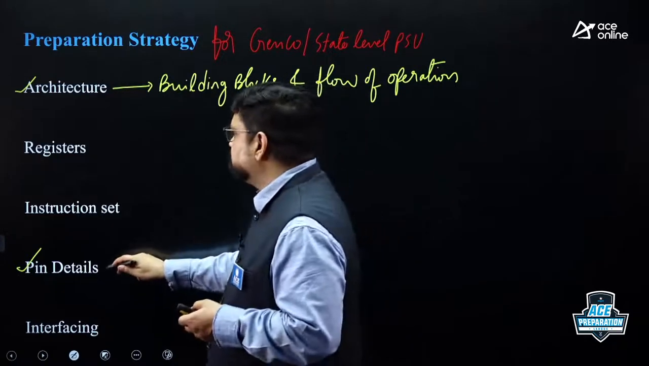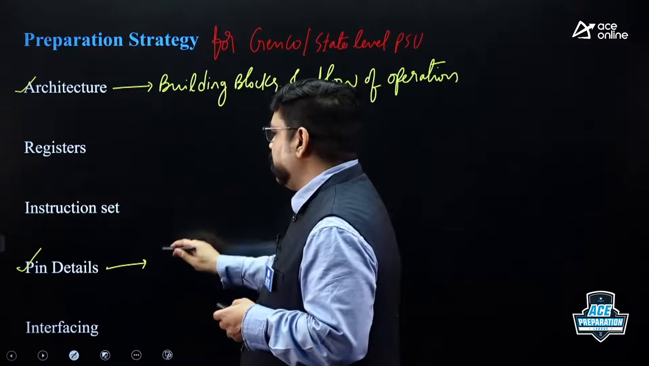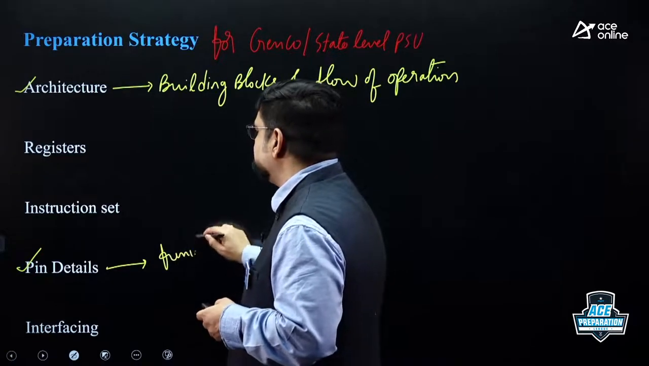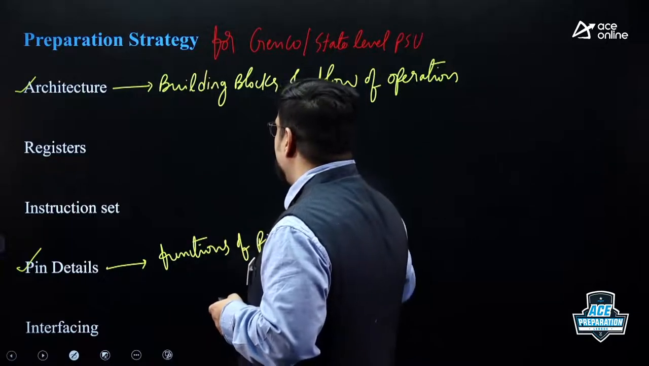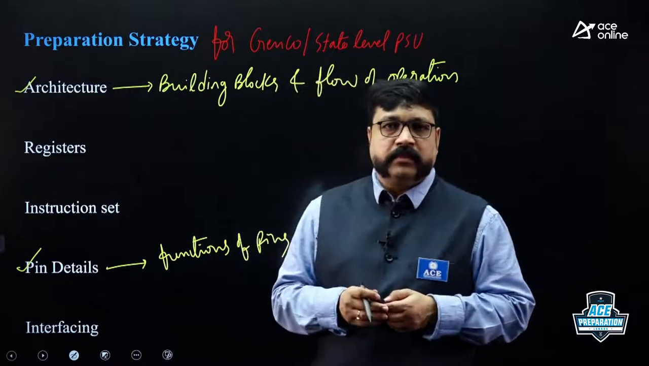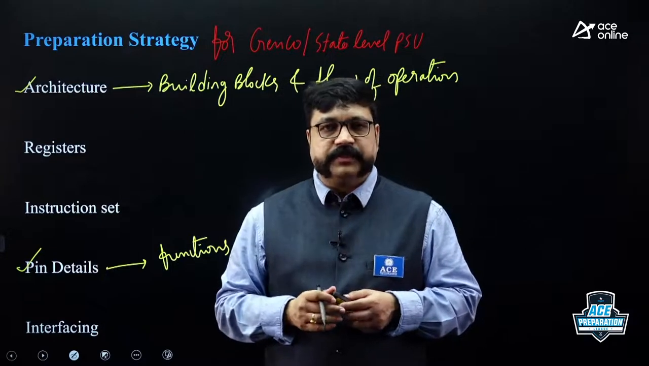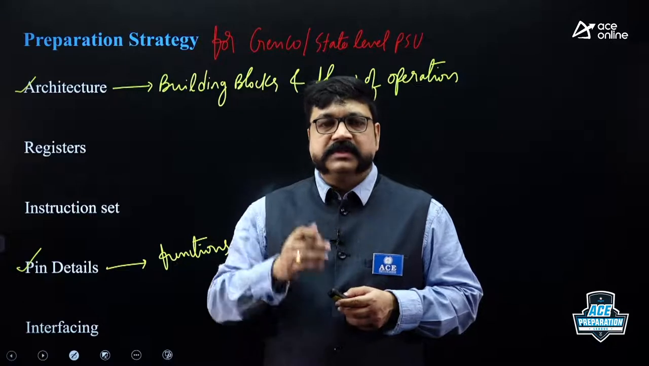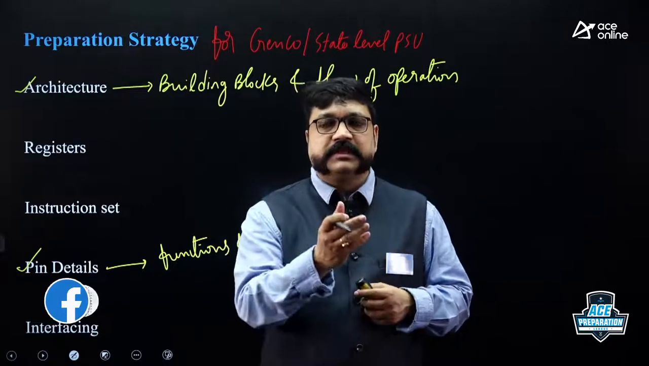Even in pin details, when you are learning about pin details, the pinout diagram is not important. You only have to concentrate on the functions of those pins. How many address pins are there? How many data pins are there? If so and so number of address pins are there, what is the corresponding addressing capacity? What are the read and write control pins? How many interrupt pins are there? Are DMA pins there? Are serial pins there?